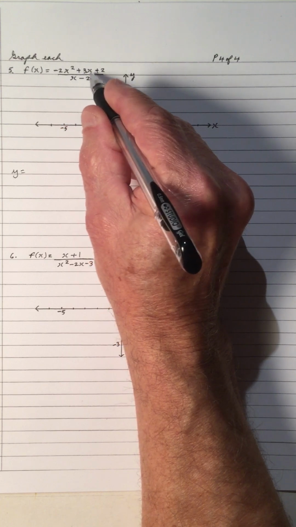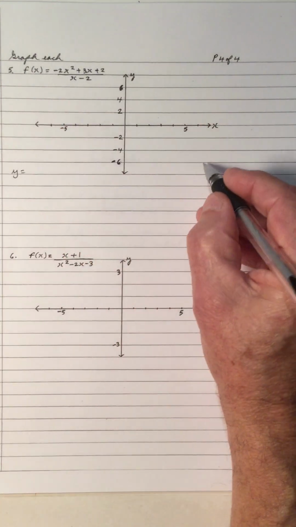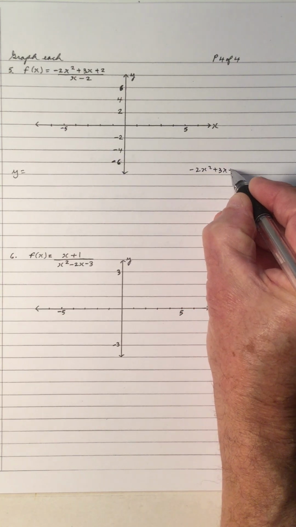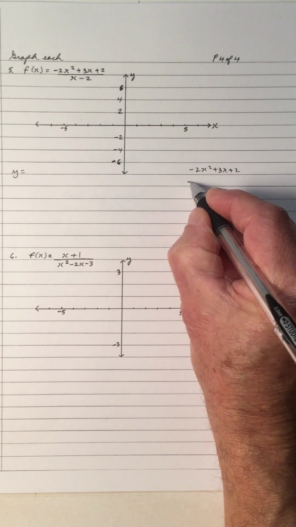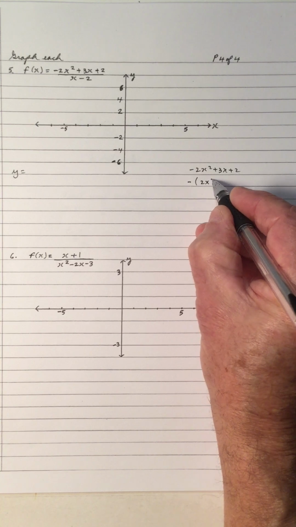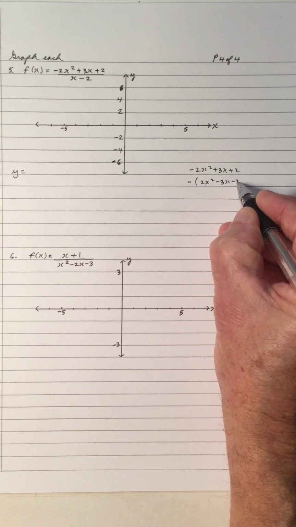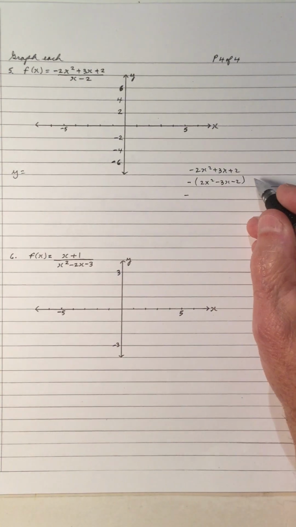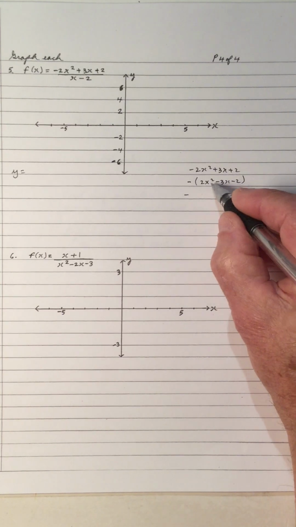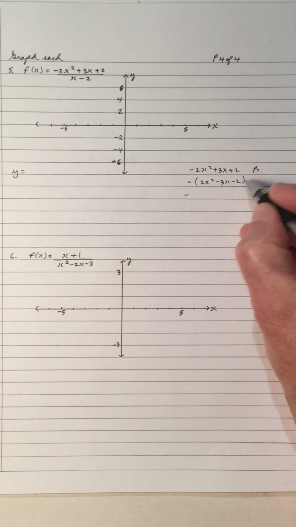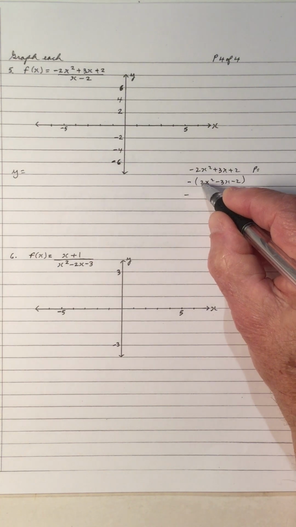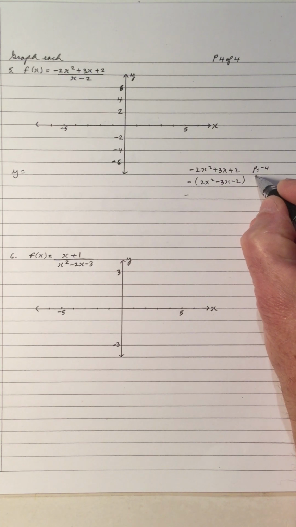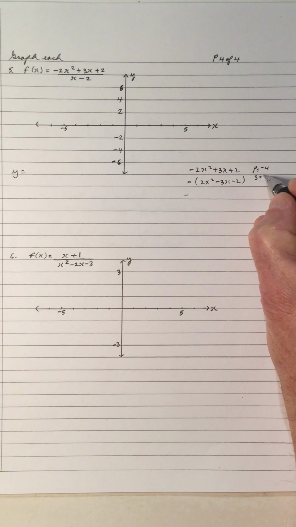We can factor. So let's go over here and factor negative 2x squared plus 3x plus 2. Let's take the negative out first. So we take the negative out, we get 2x squared minus 3x minus 2. Notice that in this trinomial, because a is not 1, the product is 2 times negative 2, which is negative 4. The sum in the middle is negative 3.